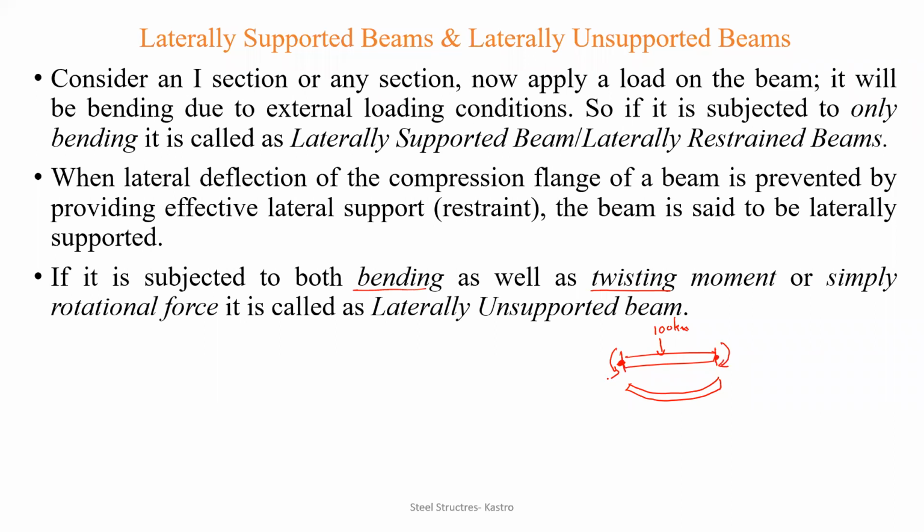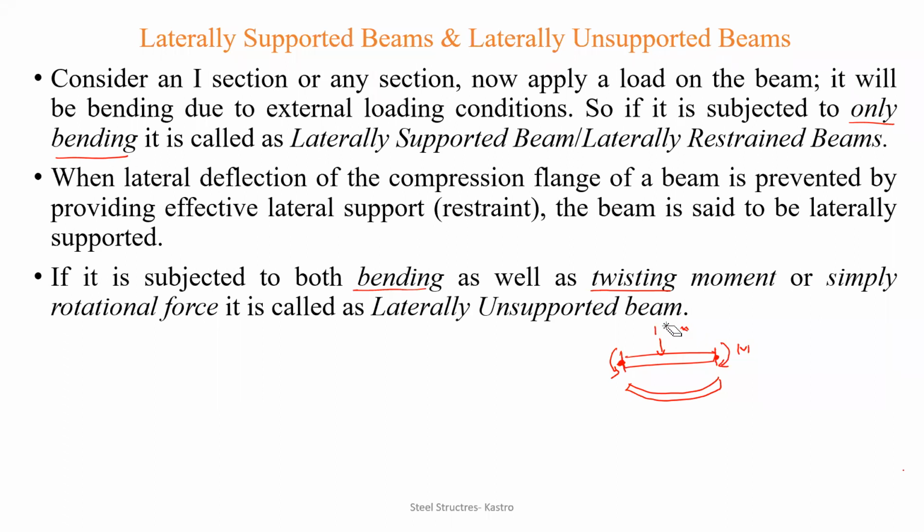So when a load is applied on a steel beam, if you experience only bending, then it is called a laterally supported beam. Along with bending, if you are also experiencing a certain kind of moment, then it is called a laterally unsupported beam. There is a simple difference between laterally supported and unsupported beams. In laterally supported beams, only bending is present, whereas in laterally unsupported beams, along with bending, you will also experience a certain kind of moment, and hence it is called a laterally unsupported beam.